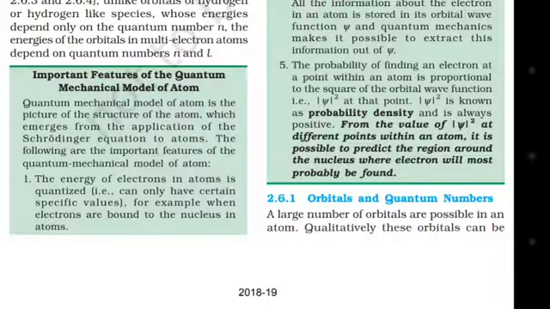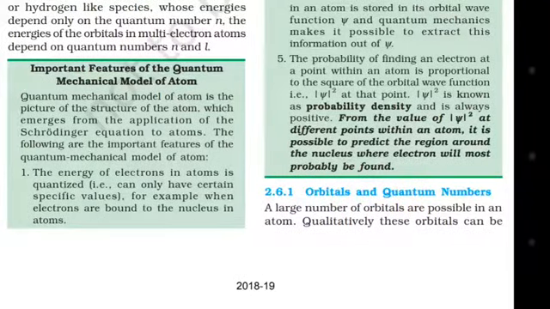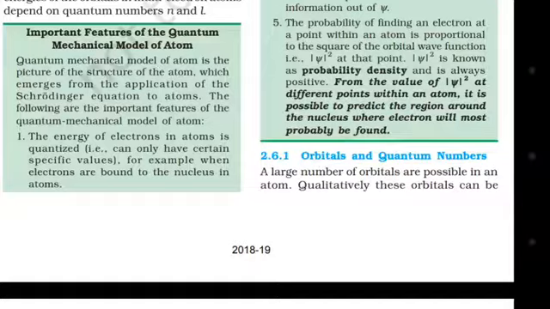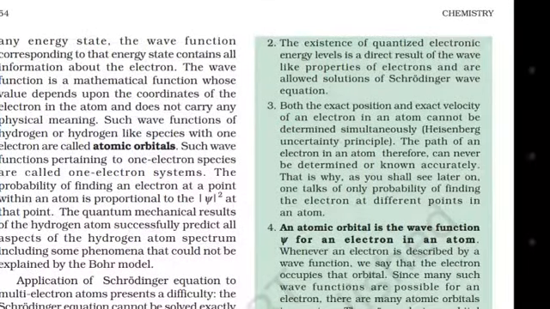The quantum mechanical model of atom is the picture of the structure of atom which emerges from the application of the Schrödinger equation to atoms. The following are the important features of the quantum mechanical model. First, the energy of the electrons in atoms is quantized, that is, can only have certain specific values, for example, when electrons are bound to the nucleus in atoms. Second, the existence of quantized electronic energy levels is a direct result of the wave-like properties of electrons and are allowed solutions of the Schrödinger wave equation.